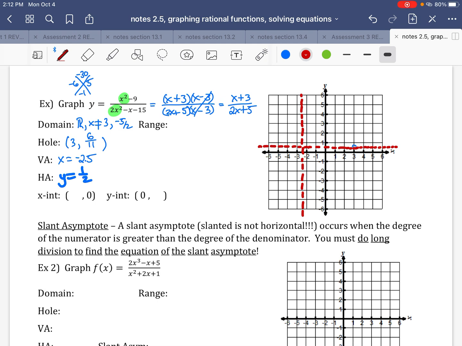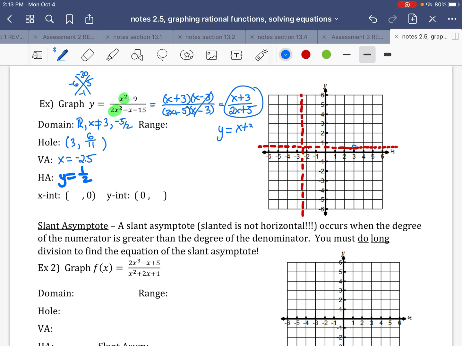All right, range. We'll take care of the range soon after we finish graphing it, like on Desmos or your graphing calculator. Let's do the x-intercept and the y-intercept. So for the x-intercept, I am going to let the y value equal 0. So that's basically whenever the top equals 0. So I can use this reduced problem right here.